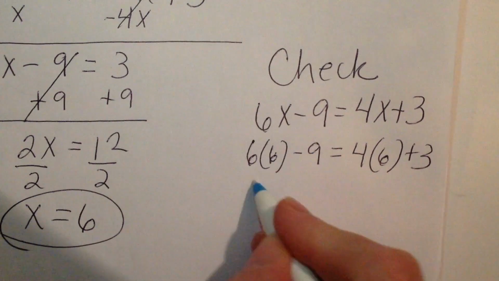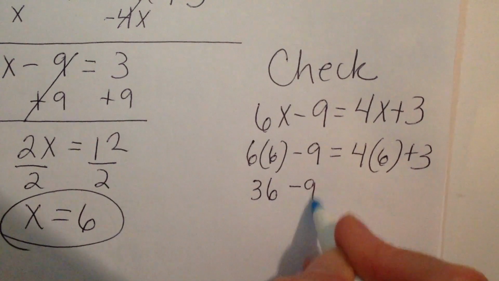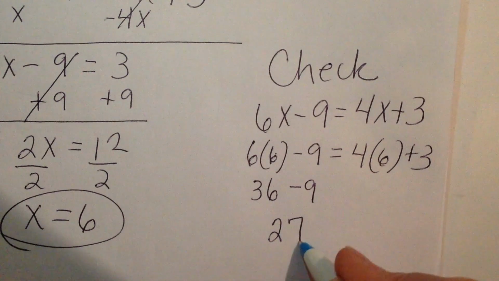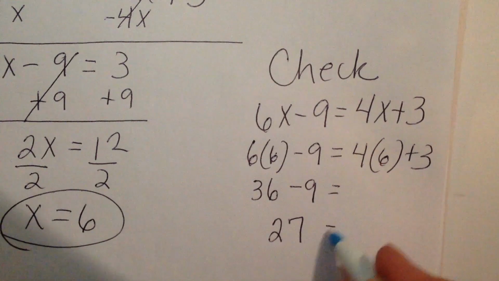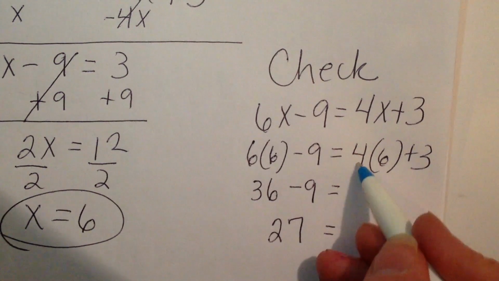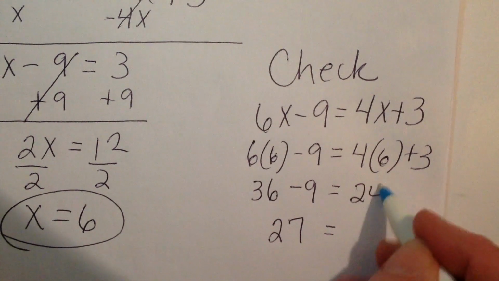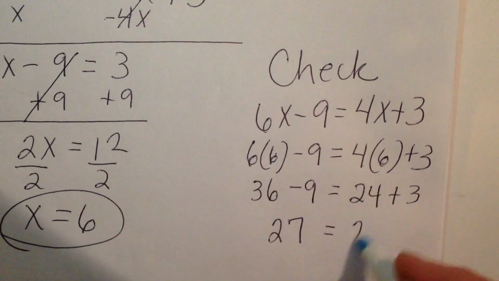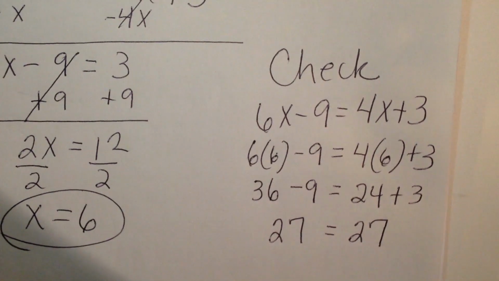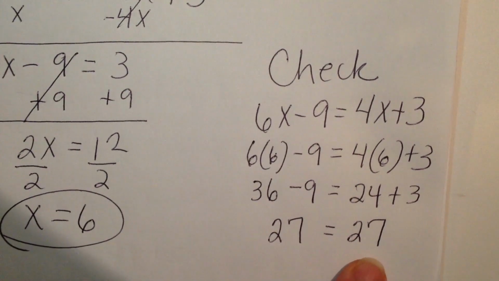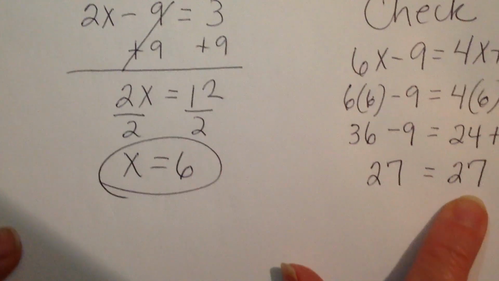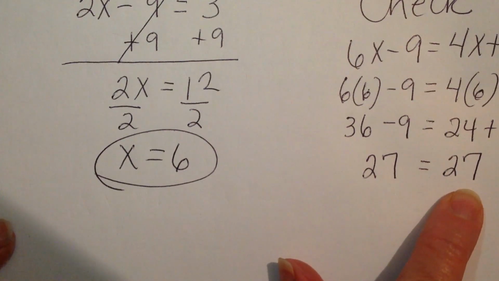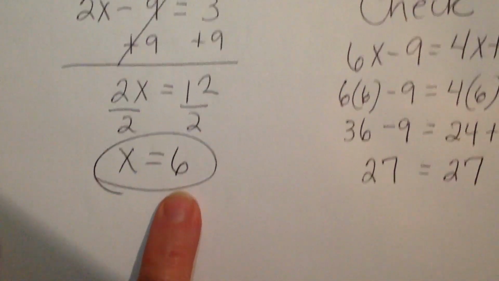Well, 6 times 6 is 36. Minus 9 gives you 27. And working on the right-hand side, 4 times 6 is 24, plus 3 is also 27. So when the left side equals the right side, you know that your answer is correct. So your final answer is x equals 6.